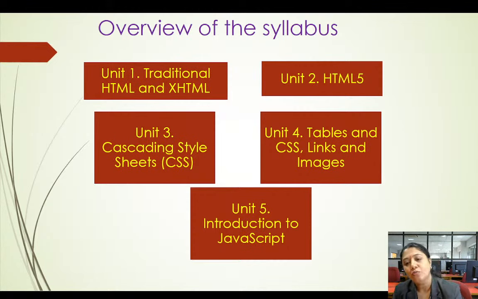Now, moving on to unit 4, using CSS, you'll learn how to create a table, how to insert an image, how to create links that you have been using whenever you surf the web. That time you'll get some links, how you click on them and you are moving on to the next page. All that we can create here using CSS and HTML.